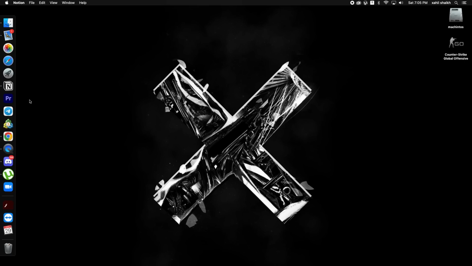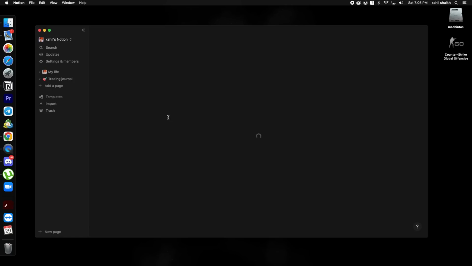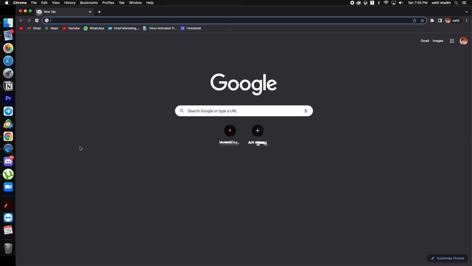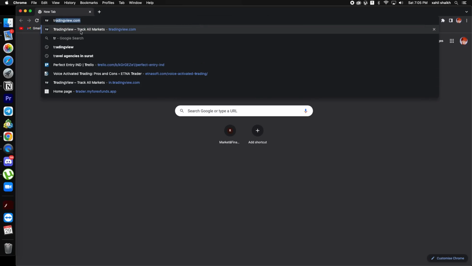So first of all guys, let me open the Notion. In that I have gathered the data: how I back tested, where my trading entries and exits were. The first trade was on GBP USD sell, with a 1-to-1 risk to reward. I started back testing from 1st March. Let me go on my TradingView to look at the trade as well.